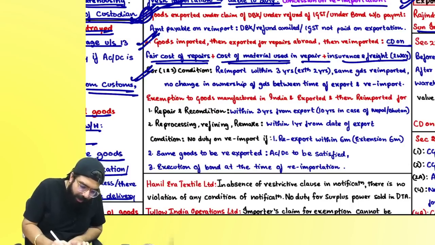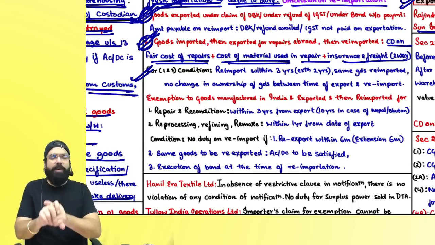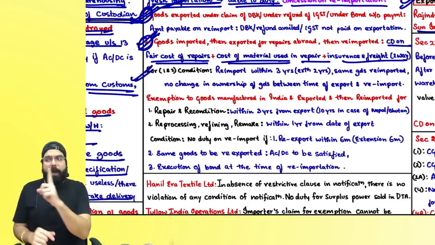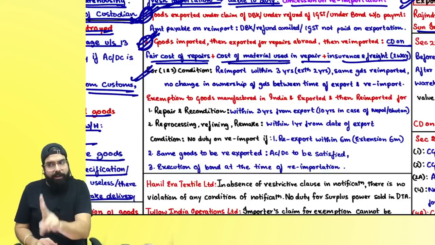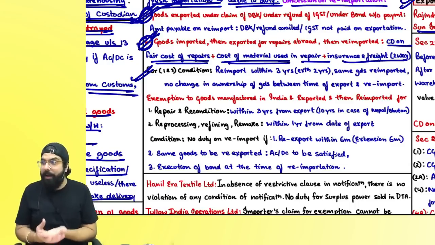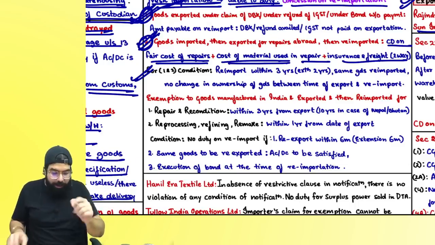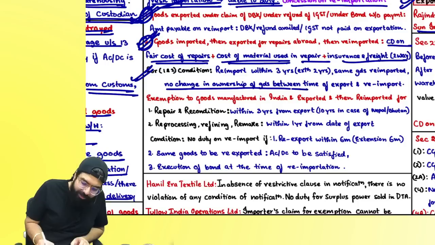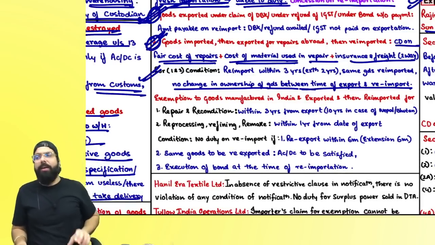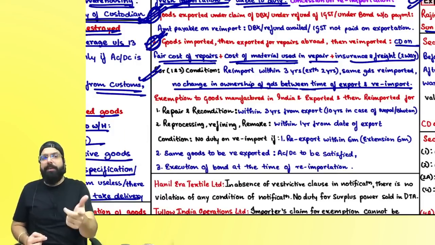But for point number 1 and point number 2, where they are giving you concession, they say, sir, reimport should happen within 3 years, plus 2 years of extension can be given. Secondly, what you had exported only should come back. Same goods should come. And thirdly, there should be no change in ownership between the time of export and reimport. When you exported, Ram was the owner. When you reimported, also Ram is the owner.